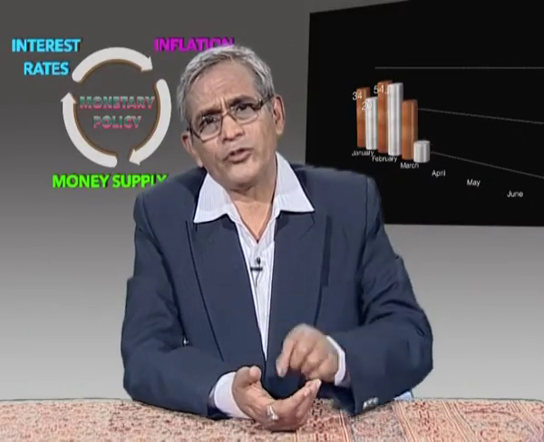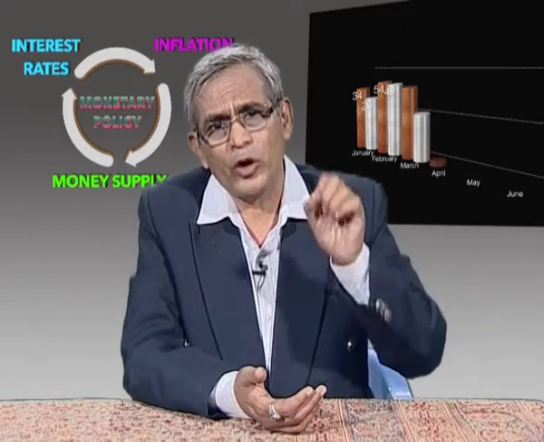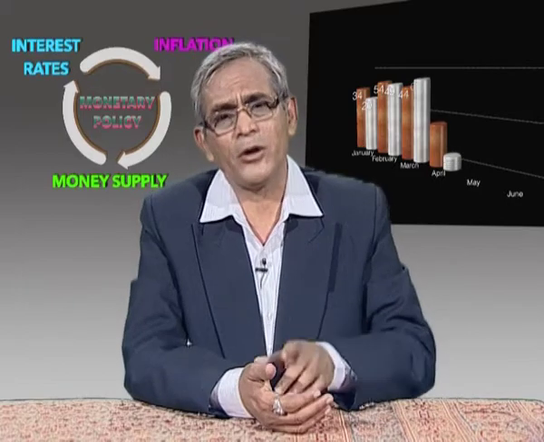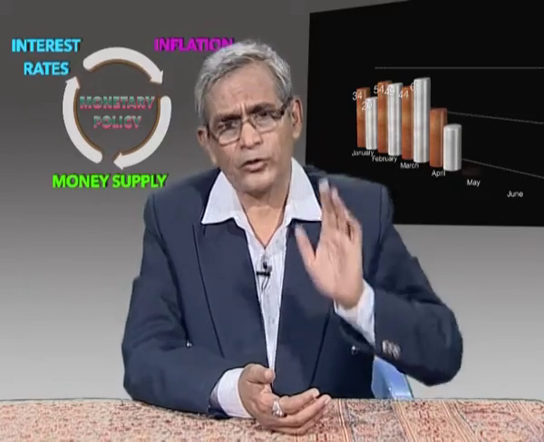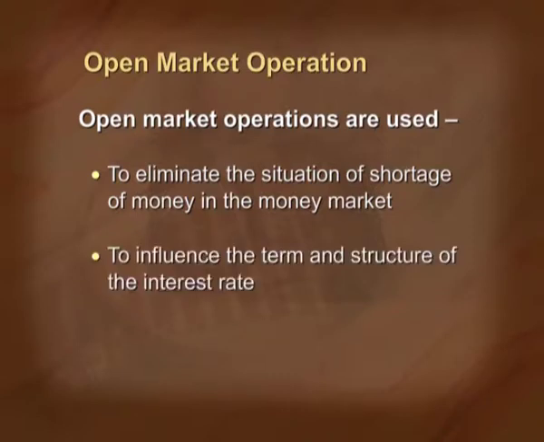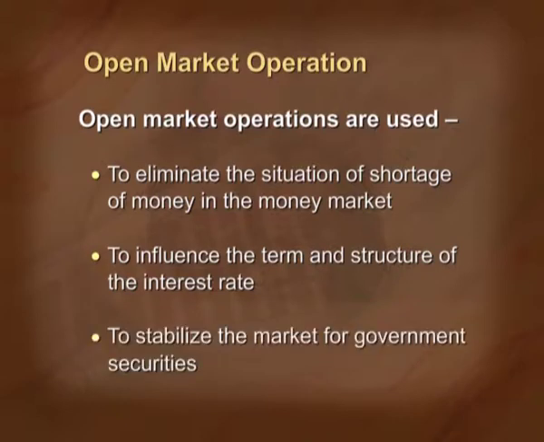The open market operation refers to the purchase and sale of short term and long term securities by the Reserve Bank of India or the central bank in the open market. Open market operations are used for a variety of reasons, such as to eliminate the situation of shortage of money in the money market, to influence the term and structure of interest rates, to stabilize the market for government securities. This is a very effective and popular technique of monetary policy.